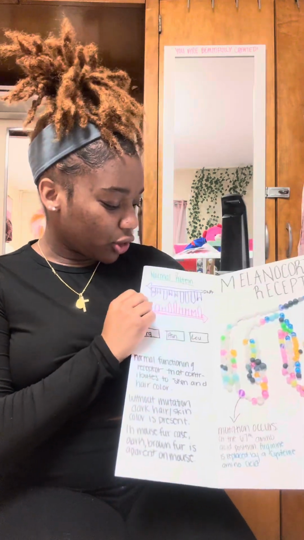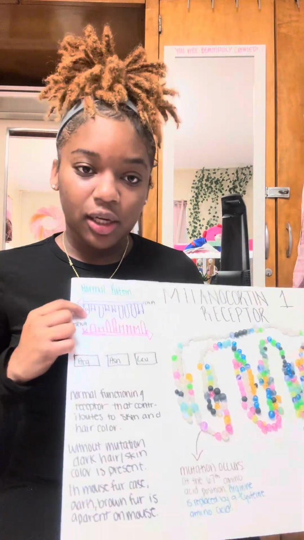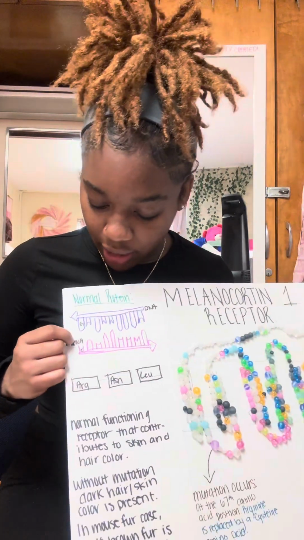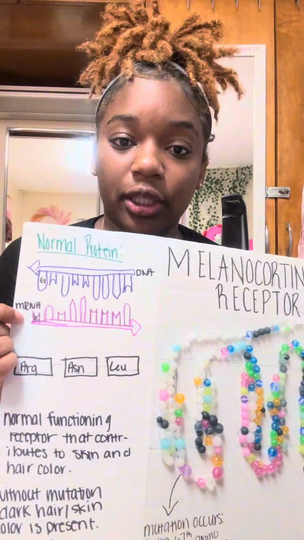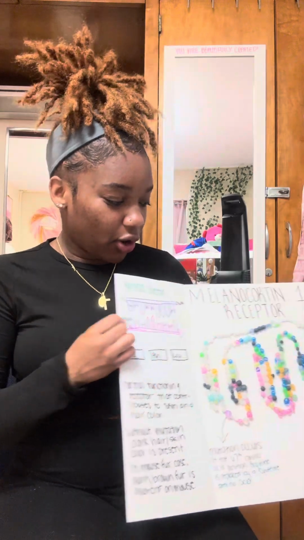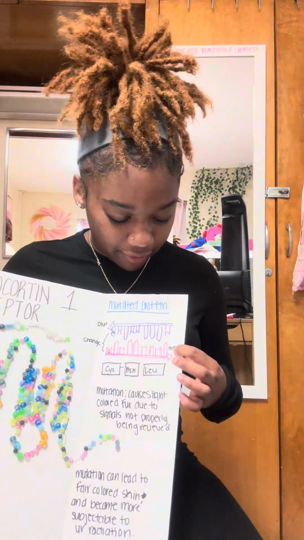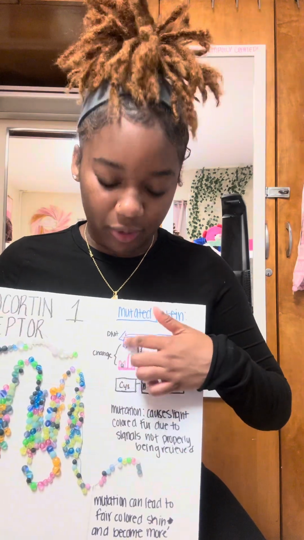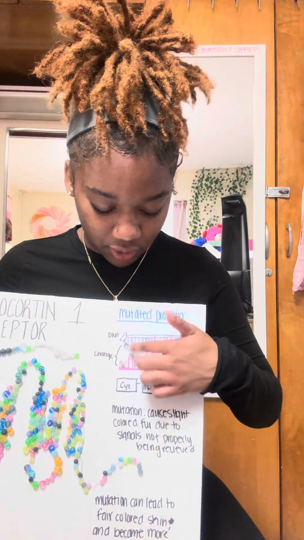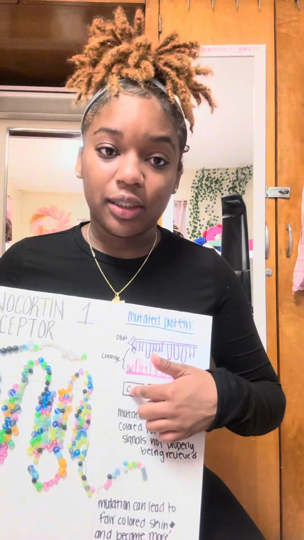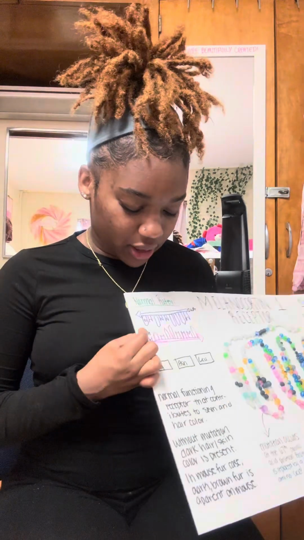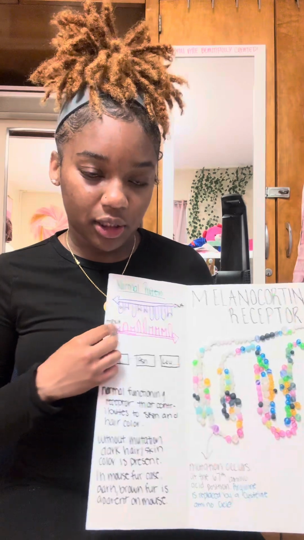In the original normal protein, you have a G here on your DNA and a C here on your mRNA, and then on the mutation side you have an A and a U. This is where the change occurs, which leads to a cysteine on the mutation side, and normally it would have an arginine.